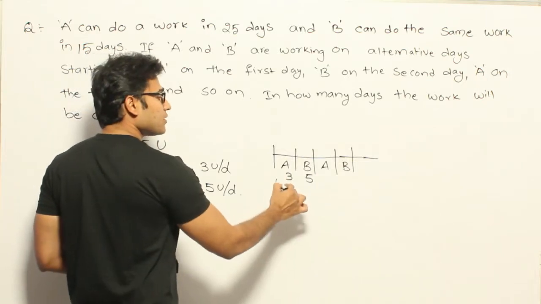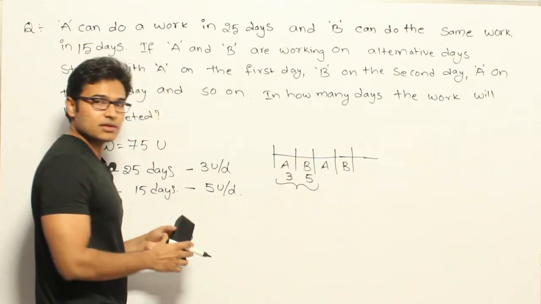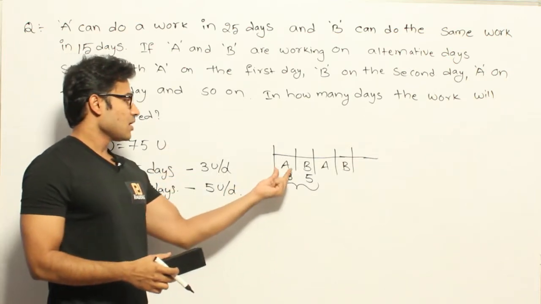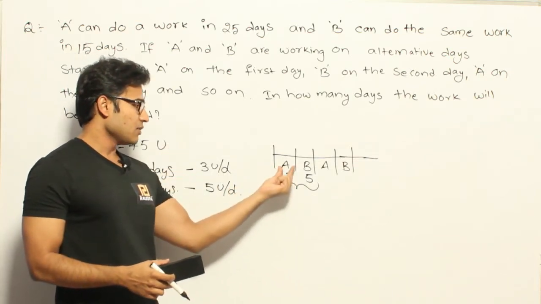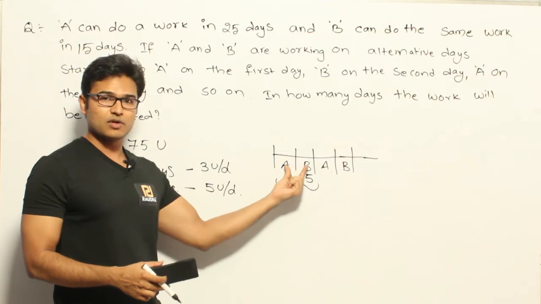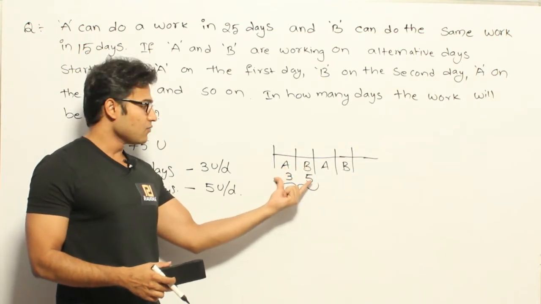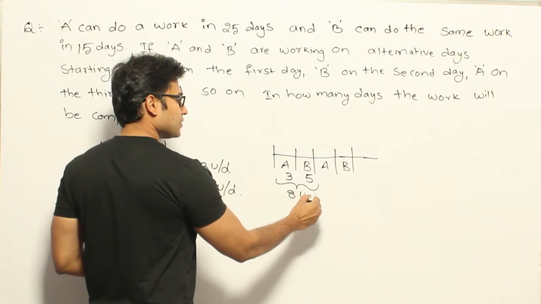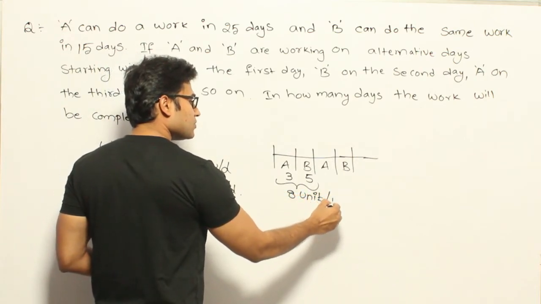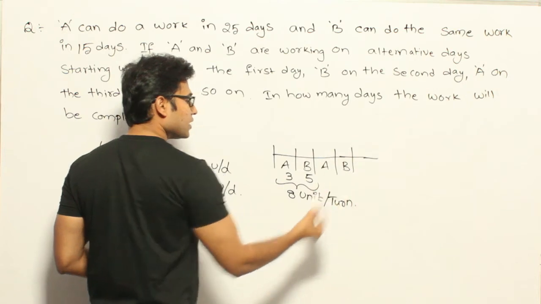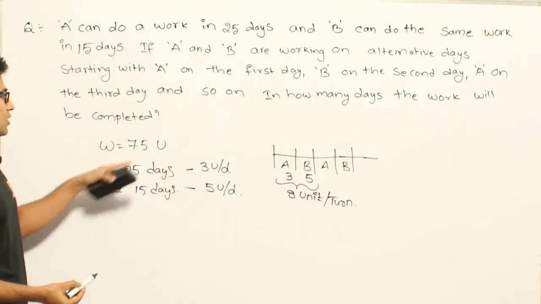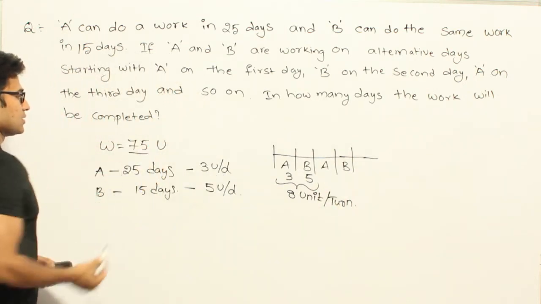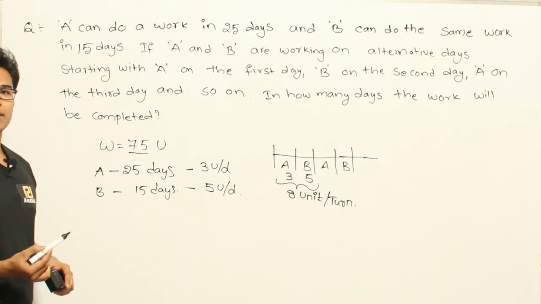Both of them together, let's call it one turn, one after the other. Given 1 day for A and 1 day for B, that is what we are calling one turn. In one turn, they are able to finish 8 units, isn't it? Therefore, 8 units per turn is what we are getting. So what is the total amount of work we imagined? 75 units of work, right?